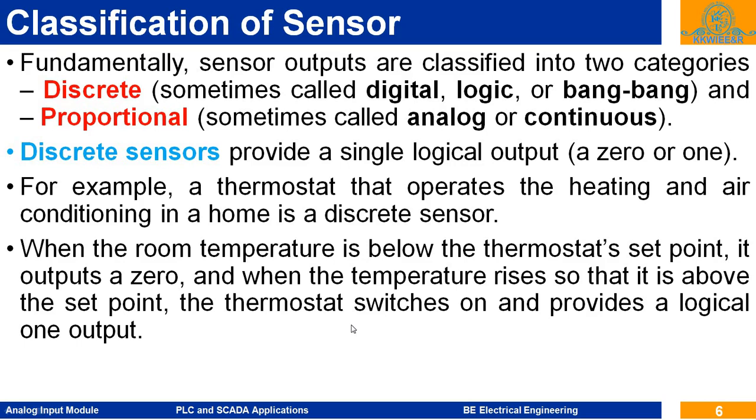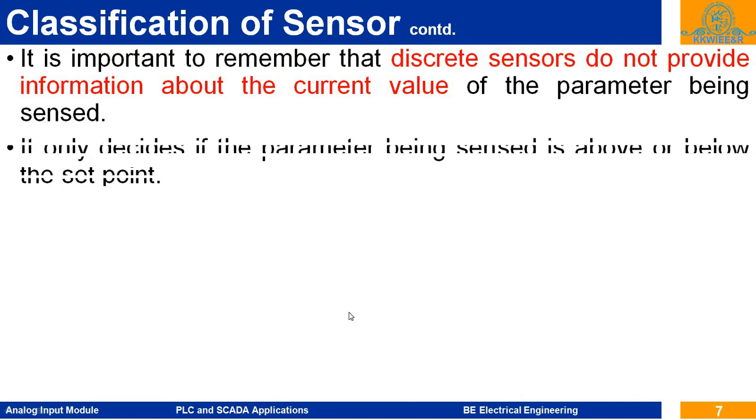When the temperature reaches its set value, it turns off the supply to the water heater. When you use the water, the temperature of the water decreases, so it senses the decreased temperature and turns on the water heater. In this way there are only two positions, on and off. It is important to remember that discrete sensors do not provide information about the current value.